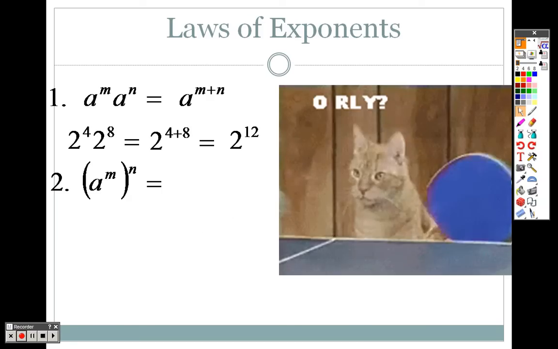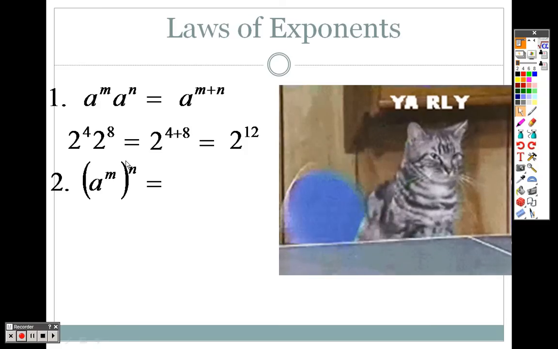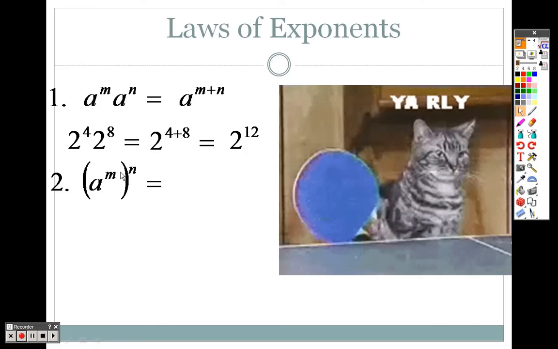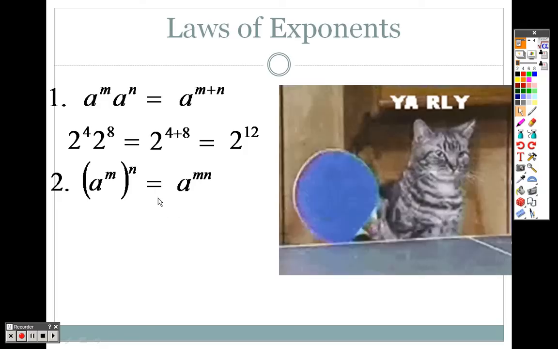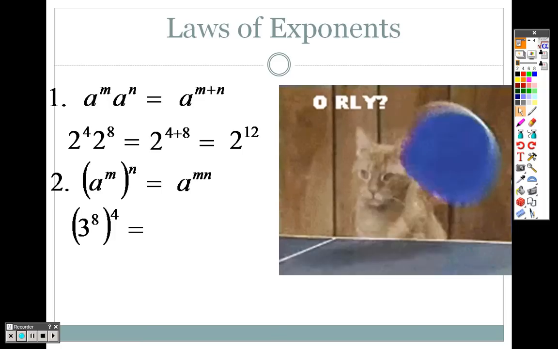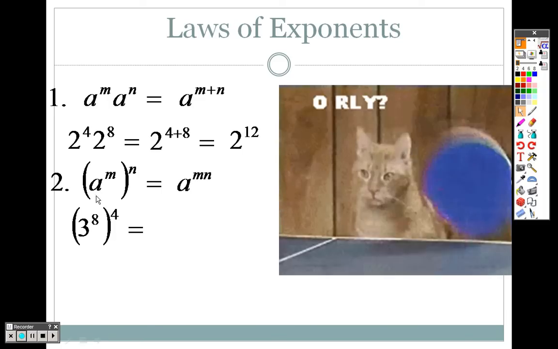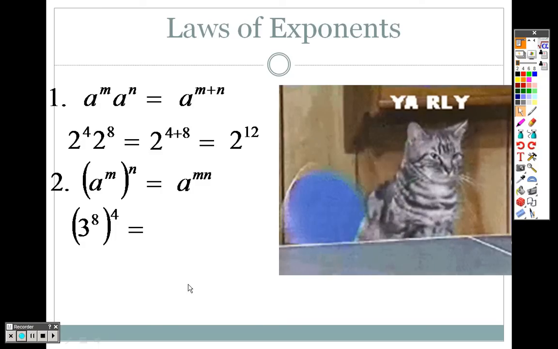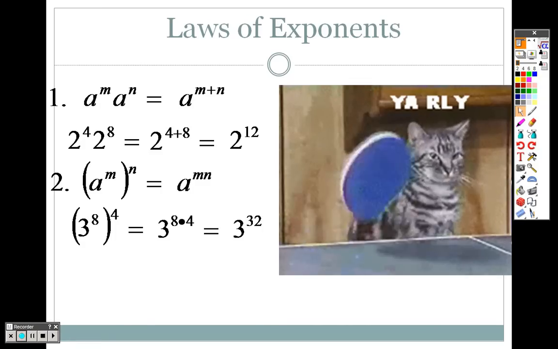So 2, you got a to the m to the n. When you have parentheses, these parentheses right here mean you're going to multiply those exponents. So this is really like saying a to the m times n. So if I was to give you an example of 3 to the 8th to the 4th, what that means is you take that 8 and 4 and you multiply them together to get 3 to the 8 times 4, which is 3 to the 32.